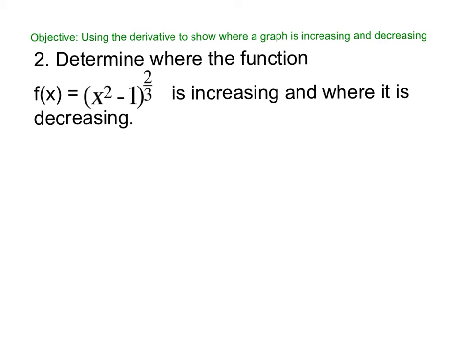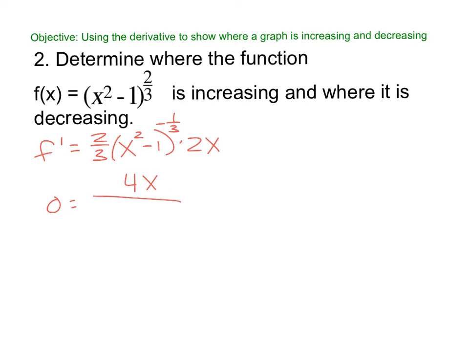All right, so pause, see how much you can get done. This one is tricky because of the derivative. So we got f prime equals the derivative, 2/3 x squared minus 1 to the negative 1/3 times the derivative of the inside. So we are setting this equal to 0, and I got 4x on top, and then 3 times the cubed root of x squared minus 1 on the bottom. So remember, we're finding our critical numbers. So what are our critical numbers?